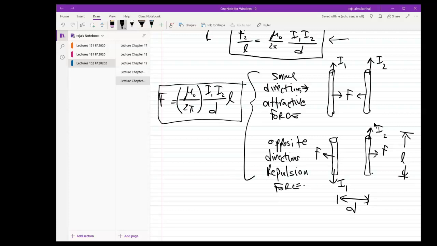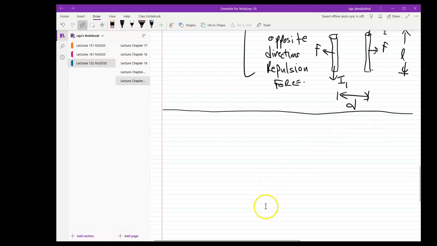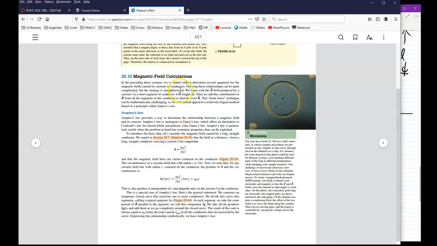And I'll show you an example. I'll give you one example from the book. Those are the two remaining formulas for this chapter. Now we're dealing with 4 formulas. Here's an example, I think it's example 20.7 in the book. Let me find it in my hard copy, it's kind of easier to find.